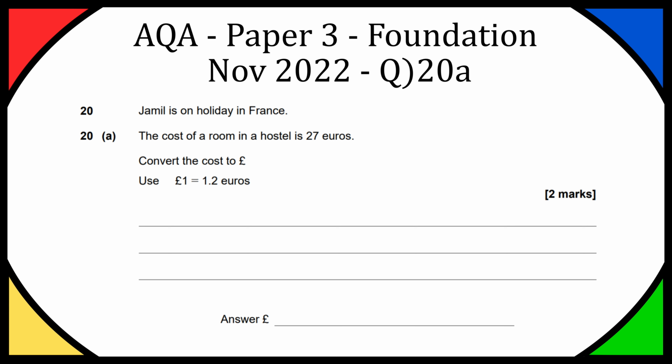So all we have to do for this, as it is a calculator exam, is take the 27 euros and divide it by 1.2, because £1 is 1.2 euros. If we divide the euros by 1.2, it's going to give us what it is equal to in pounds. So 27 divided by 1.2 is equal to 22.5. So the answer is going to be 22.5 pounds, otherwise known as £22.50. Cool.